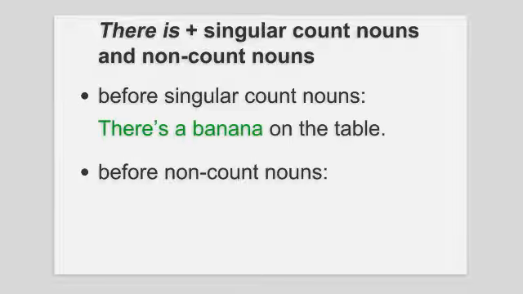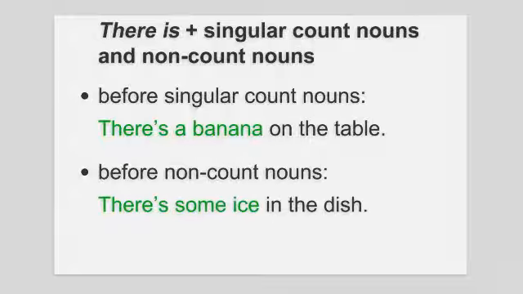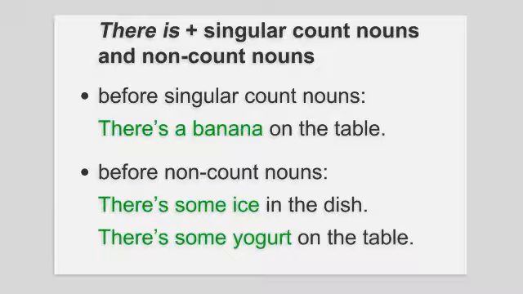There's a banana on the table. We often use some with non-count nouns. There's some ice in the dish. There's some yogurt on the table.